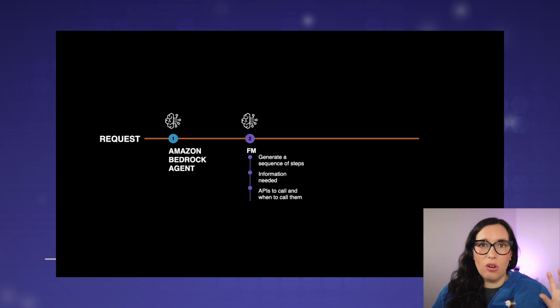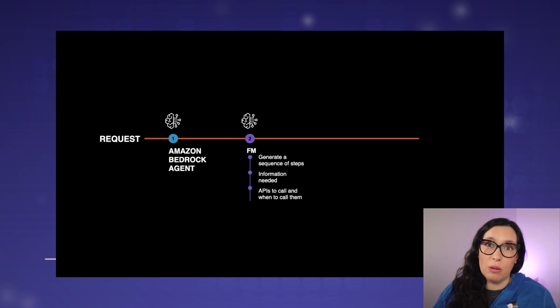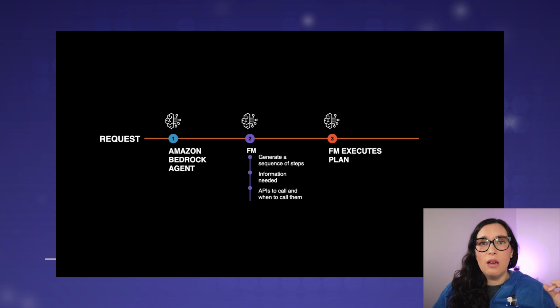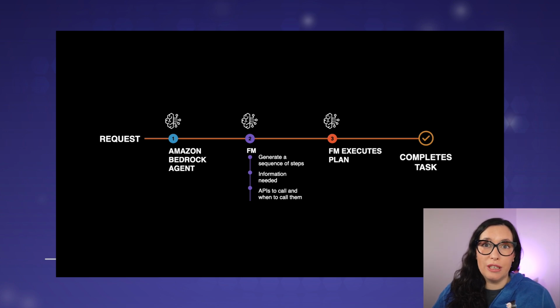And then it will get all the APIs that it has available in order to work, and it will know when to call them and with what parameters. Then, when it has all the information gathered, it will execute the plan and call all the APIs with all the information that it collected. And then it will return the response to the user in the chat.